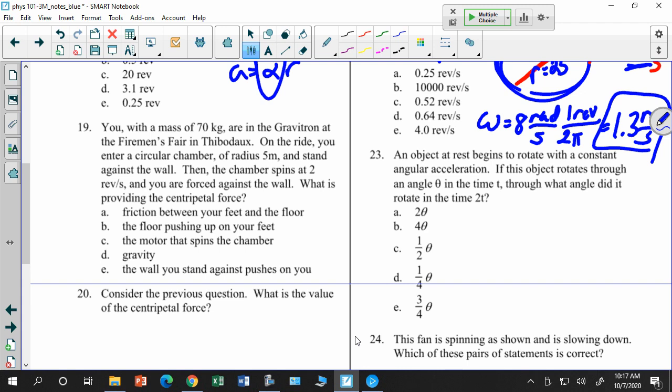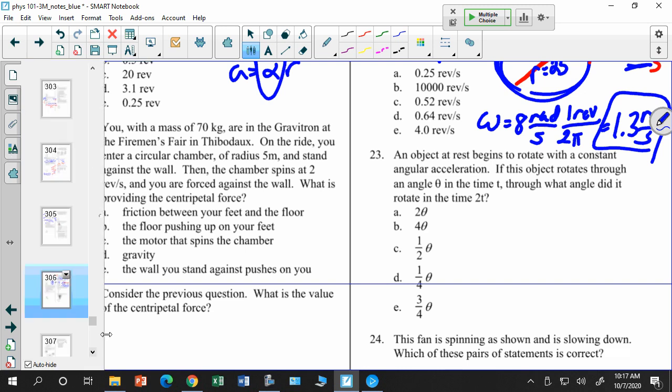Let's go back into the chapter, and we're going to do those other quick test problems. We can come back after that and do some more of these.